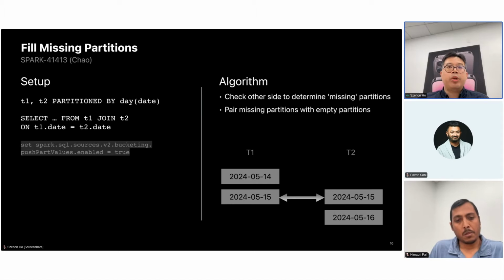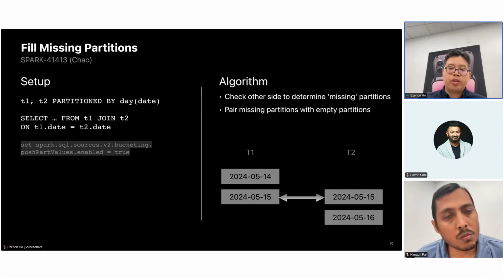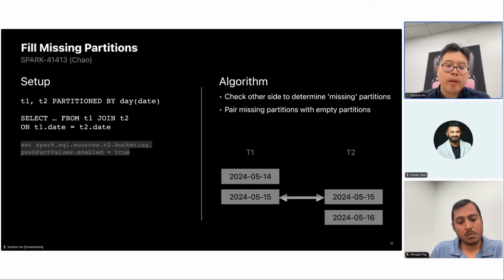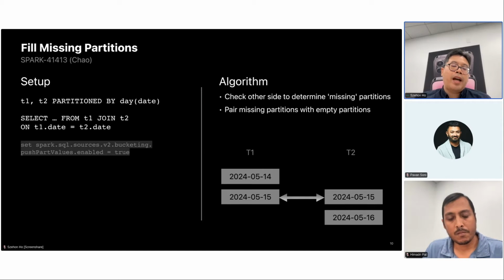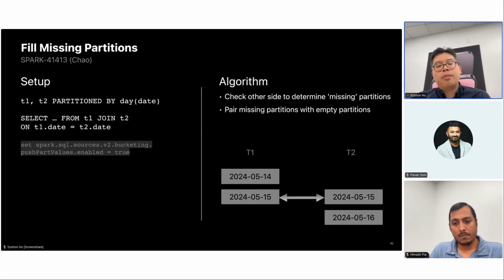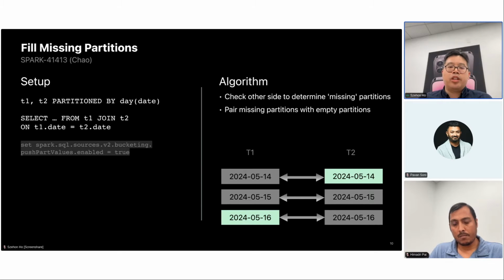Especially, Iceberg enabled merge into row level operations, right? Typically you merge a much smaller delta, maybe daily delta, into a much larger table that's the entire history, right? So that obviously will have many missing partitions on the small table side, the delta side. So the feature that Chow did as a follow-up was to add push part values. It's enabled by this flag. And what it does is each table now looks at the other table, and if there are partitions that it's missing, it will make an empty partition where it's missing, and then the SPJ can continue as is.